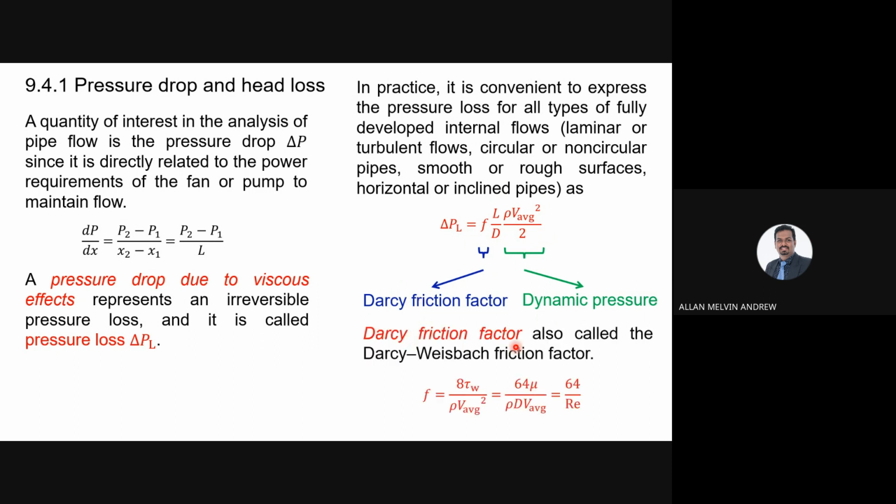Okay, so the Darcy friction factor is also called the Darcy-Weisbach friction factor, and this value can be calculated using this information. This is not a constant, this is a factor, meaning it's a formula. So f equals 8 times the shear stress divided by rho V average squared, and we also have another expression, so it depends on what information we have. Okay, 64 mu, the viscosity, divided by density times diameter times average velocity. So depending on the information you have, you can use one of these, or 64 divided by the Reynolds number of the fluid. Okay, so we can get this Darcy friction factor.